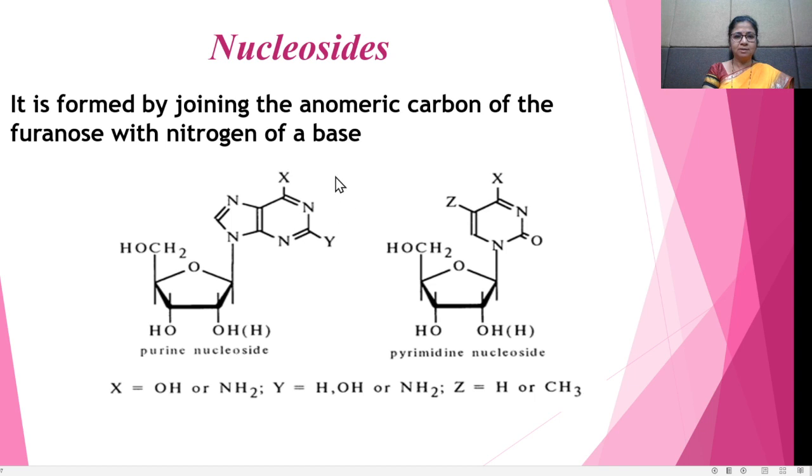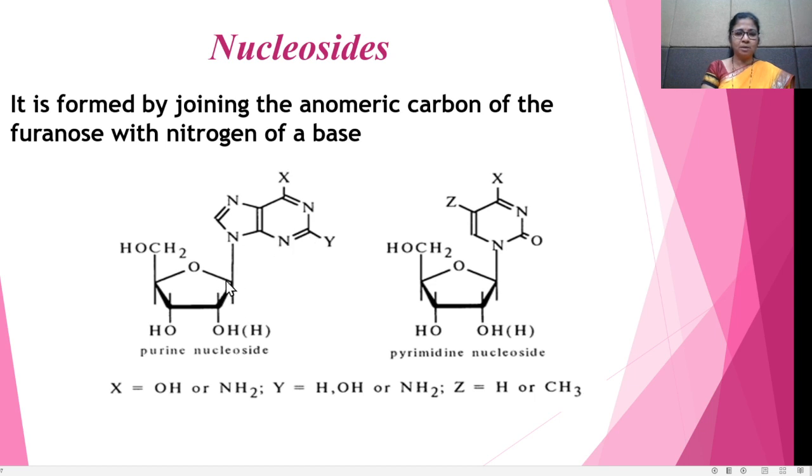See here, this type of base is the purine base, and this type of base is the pyrimidine base. When this sugar is linked with a purine, it is called a purine nucleoside. And when the sugar is linked with a pyrimidine base, it is called a pyrimidine nucleoside. Purine nucleosides and pyrimidine nucleosides depend on the type of base linked with the anomeric carbon atom.